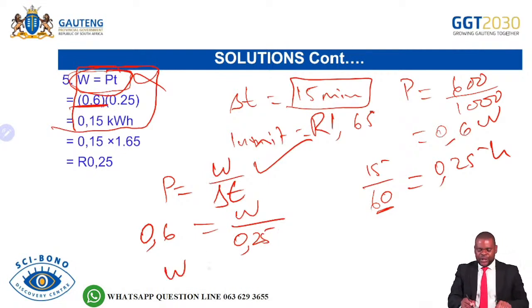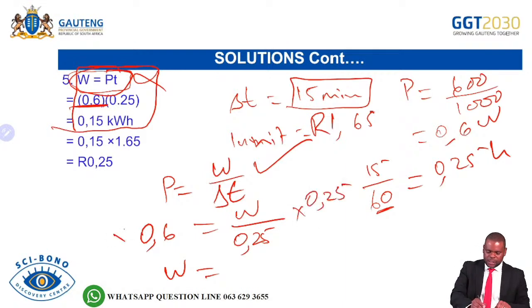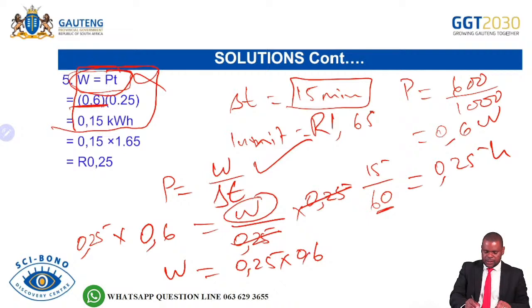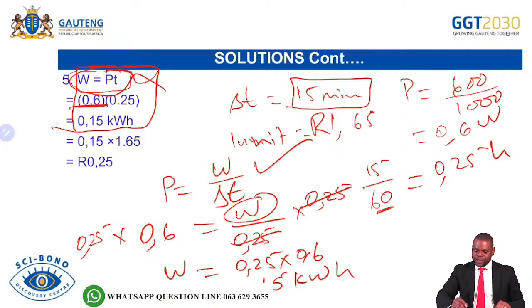Then our energy is going to be, we multiply by 0.25 here and multiply by 0.25 here. Then this cancels this. Then we're left with what? W is equal to 0.25 multiplied by 0.6, which is going to give us how much? 0.15 kilowatt hour. This hour is this hour, and this one here is supposed to be kilowatt.